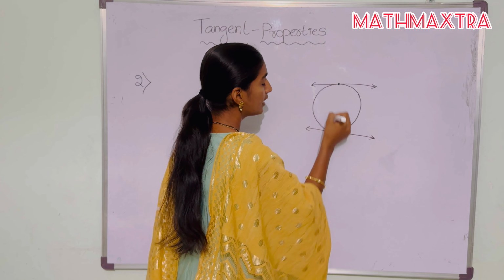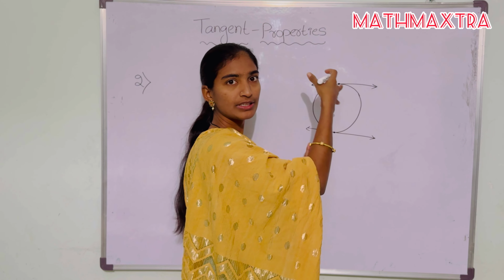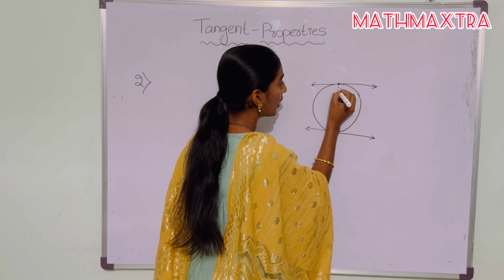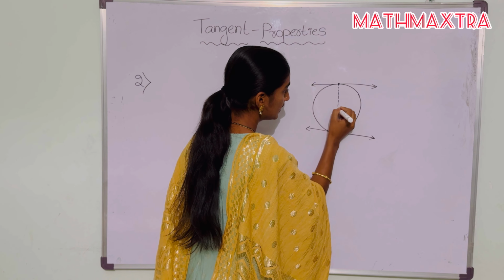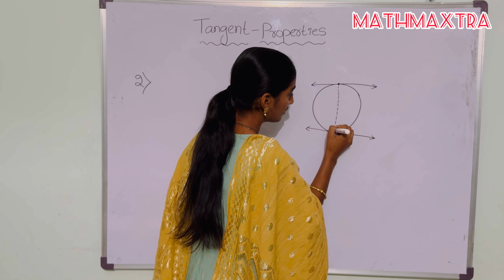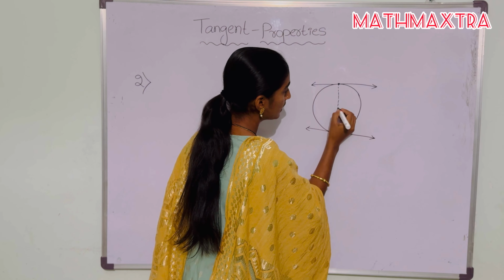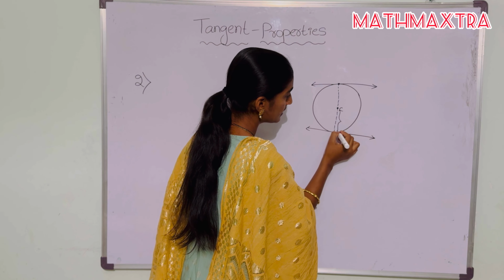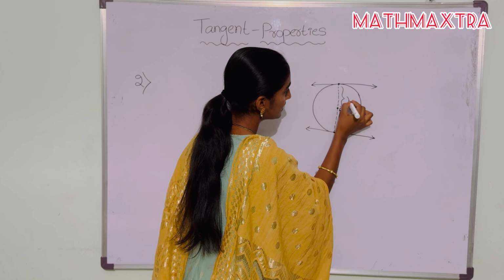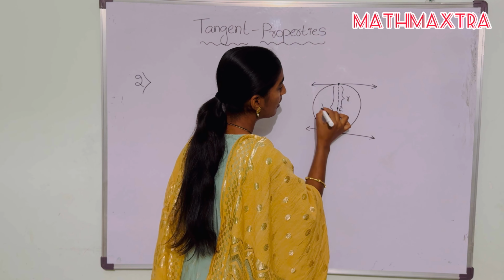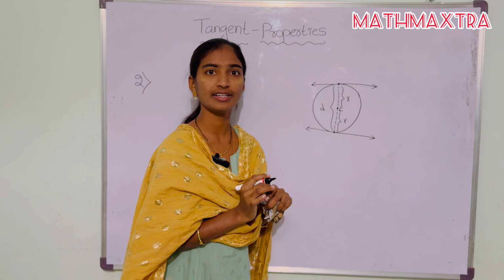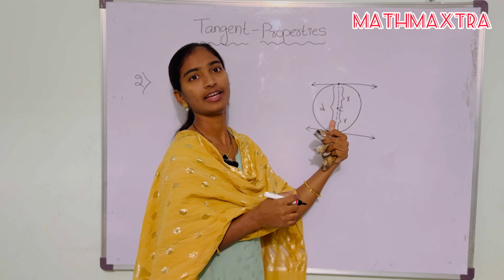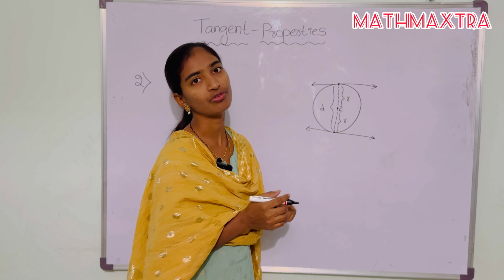In order to find the distance between the two parallel tangents, we must join the two points of contact. If you join these two points of contact, what happens? This is the center of the circle, this is a radius and this is a radius, and this total is the diameter of the circle. So that is why the distance between the two parallel tangent lines is always the diameter of a circle.